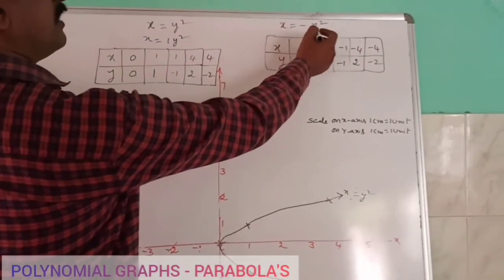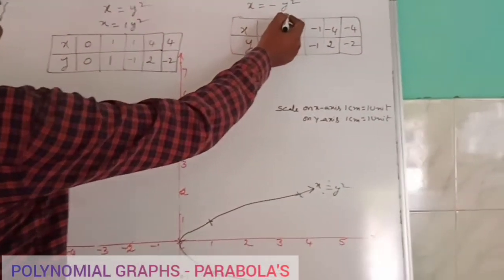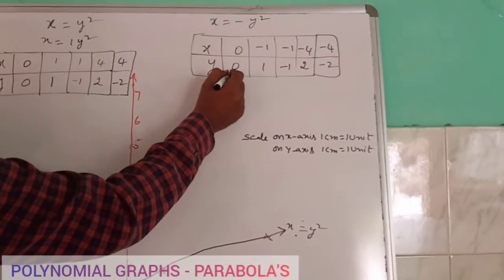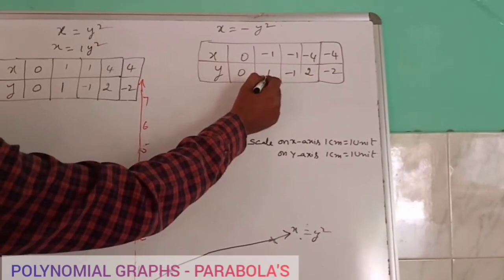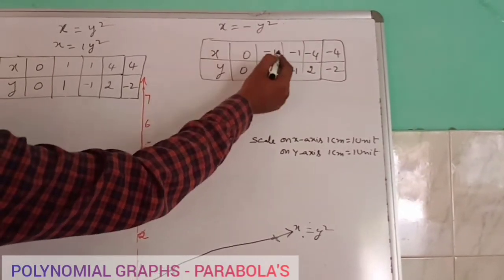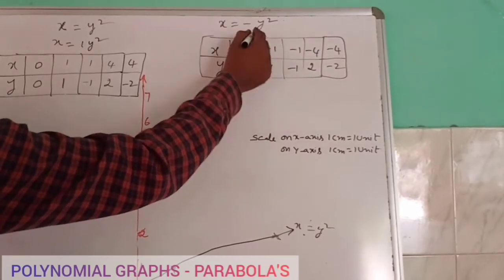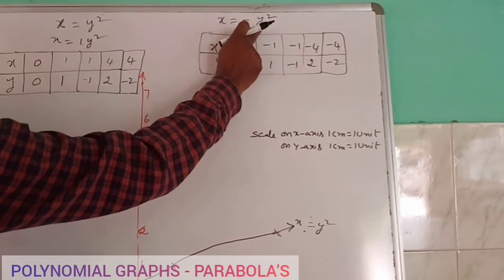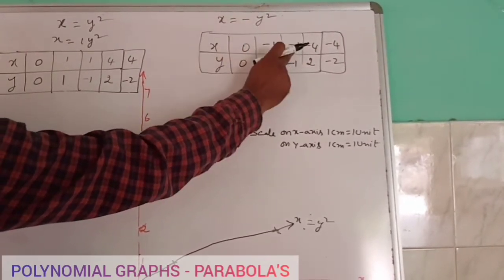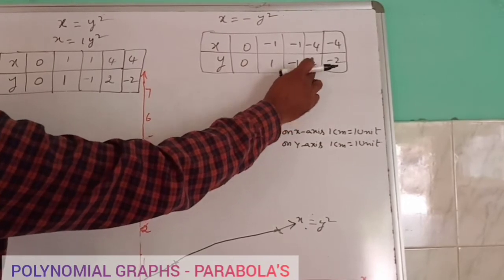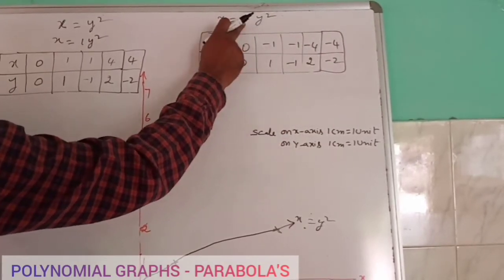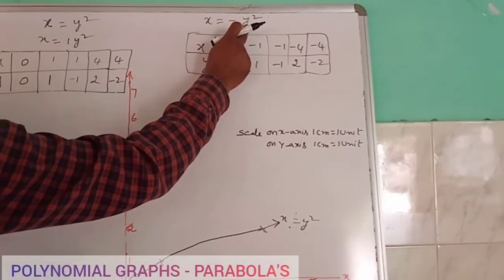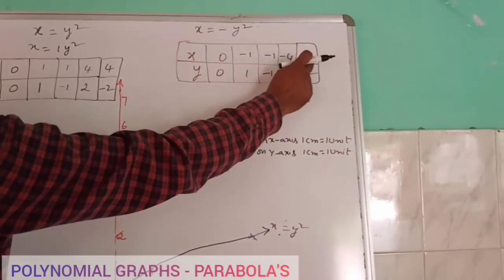And next one, x equal to minus y square, which means it is negative. Y values are taken: first 0, y value 0, x value also 0. Y value 1, 1 square means minus 1. Y value minus 1, minus 1 whole square means plus 1, before it negative, so minus 1. Y value 2, 2 square equal to 4, before it negative, so minus 4. Y value minus 2, minus 2 whole square means plus 4, before it negative, so x value minus 4.